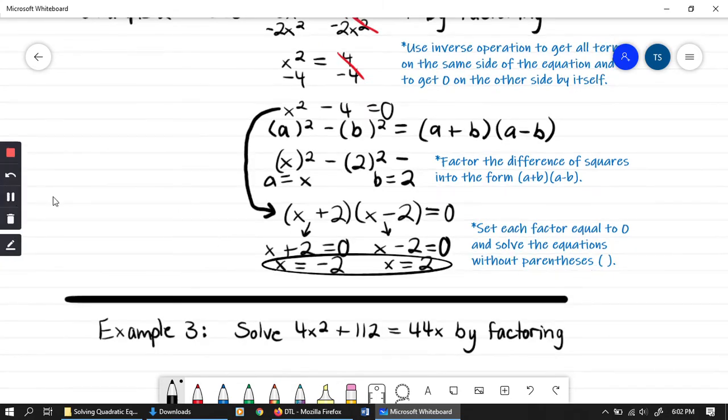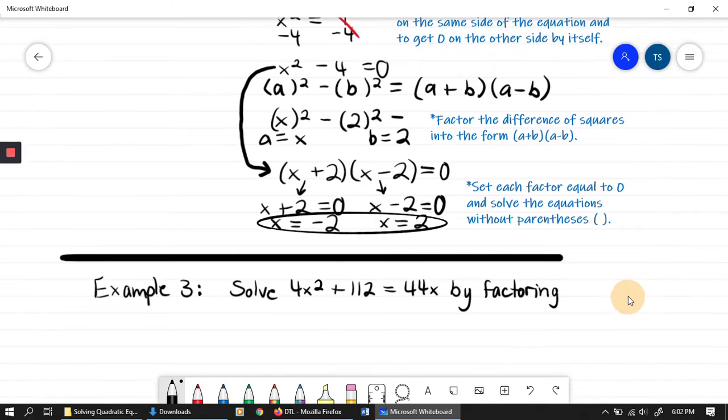So let's say we are looking at this example here, example 3.